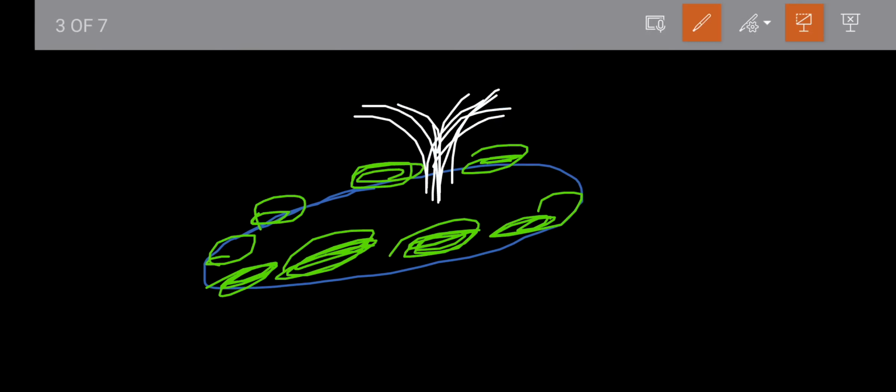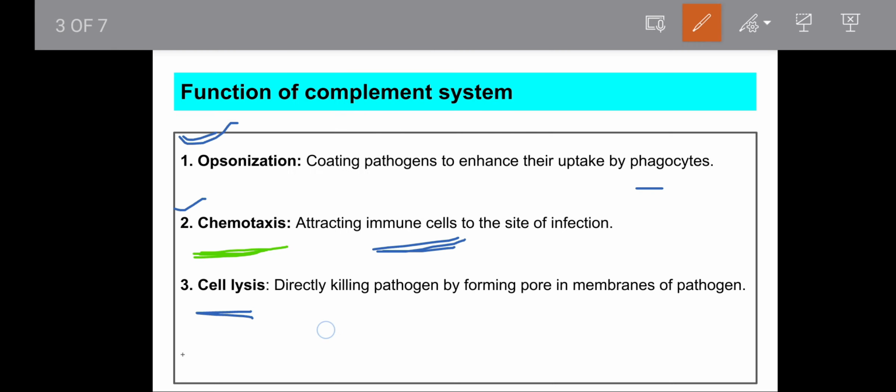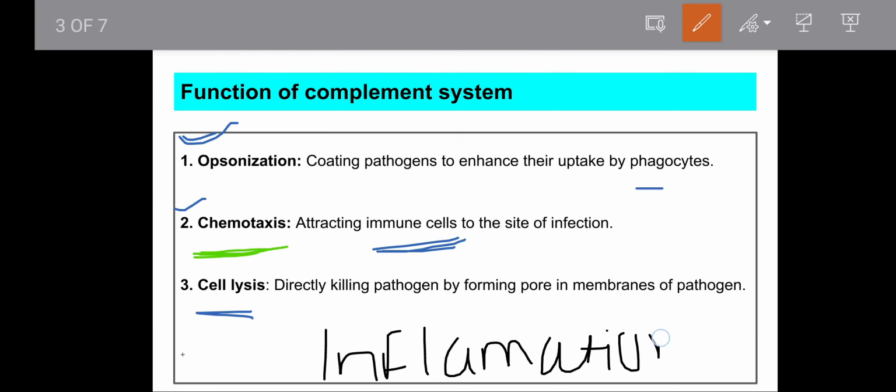As the contents come out, osmoregulation will be imbalanced. Due to the imbalance in osmoregulation, the pathogen will die, and this is how the complement system directly kills the pathogen without involvement of immune cells or macrophages. Another function can be inflammation.